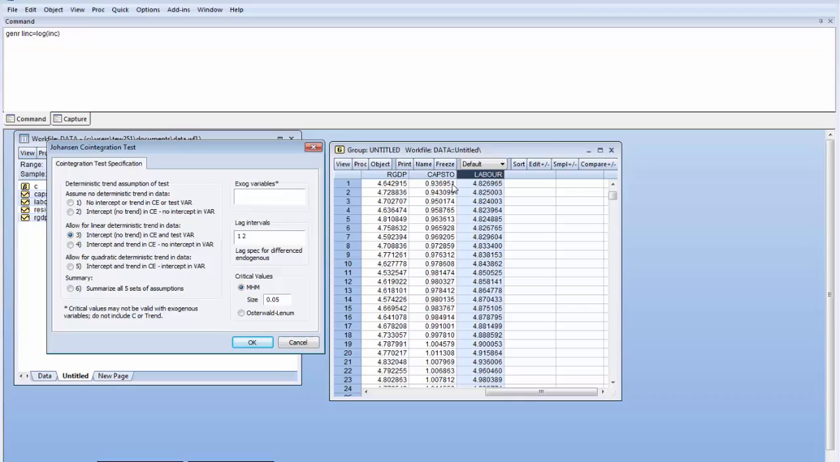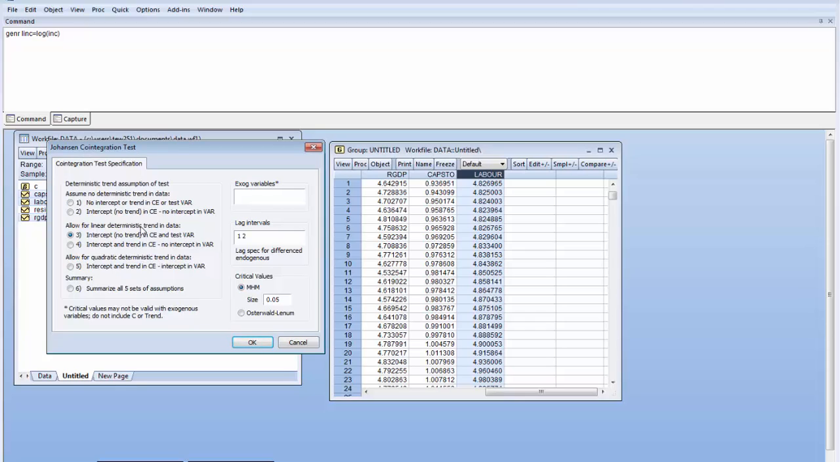At most I can have 2 relationships here. I have 3 variables, so usually you have n-1 cointegrating relationships, assuming that n is the number of variables, because it can only happen between at least 2 variables. You need at least 2 variables for a cointegrating relationship. Now, these are the options that we're looking at today.